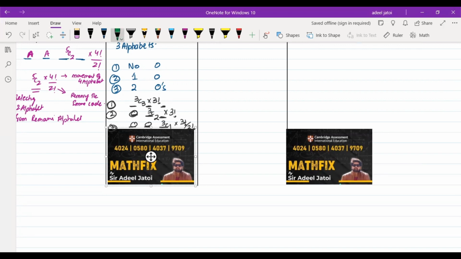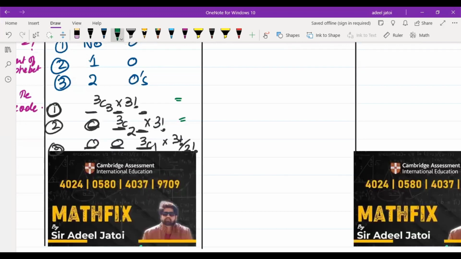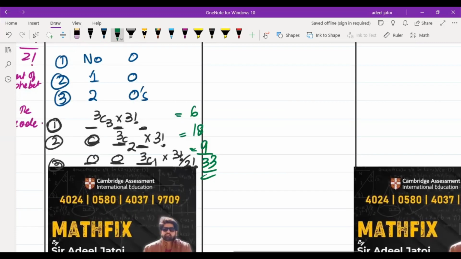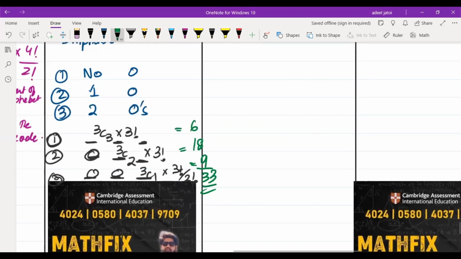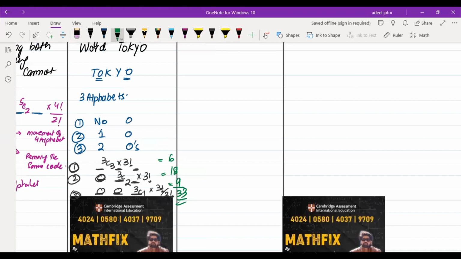So let's just say that in the first, second, and third, we have 6 options, 3C3 into 3 factorial. Then we have 18 options, and then we have 9 options. The total is 33 ways of having code using the word Tokyo because in the first phase there is no O, in the second phase there is one O, in the third phase there are two O's.